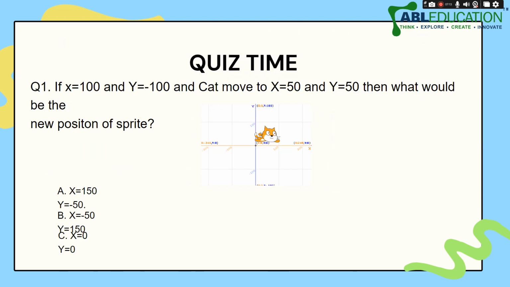This is a small quiz for you. If x is 100 and y is minus 100 initially, and the cat moved to x is 50 and y is 50, what would be the new position? So you have to add 50 to x, 100 plus 50 is 150, and you have to add 50 to y as well. Minus 100 plus 50 is minus 50. So the new position of the cat would be 150 comma minus 50. So your correct answer is 150 comma minus 50.